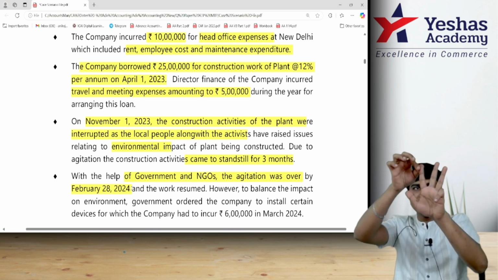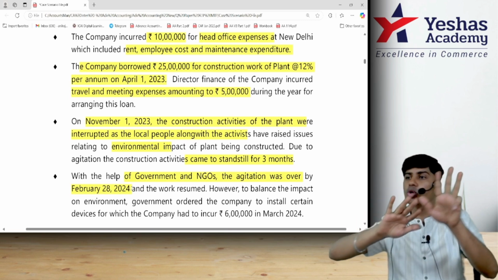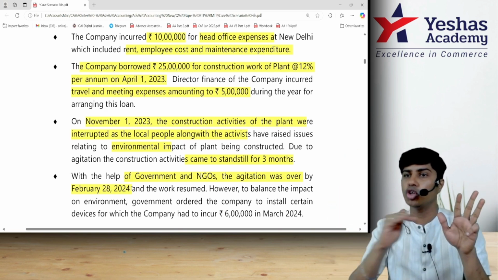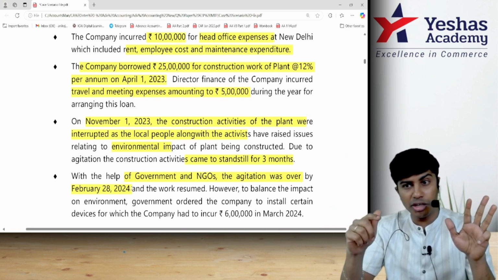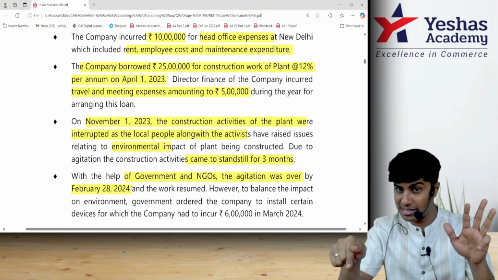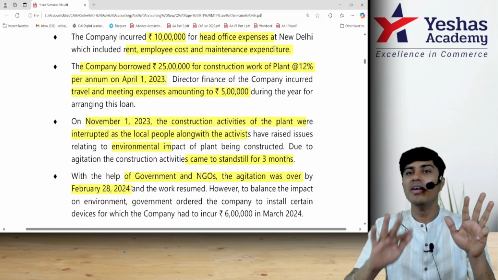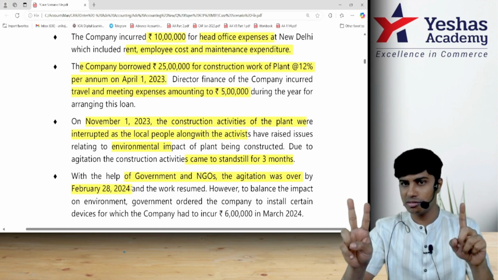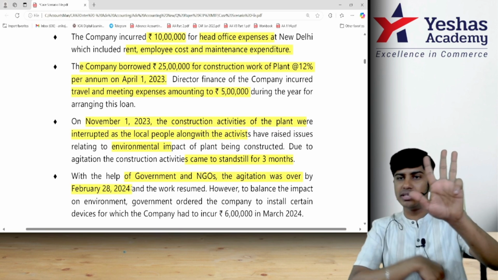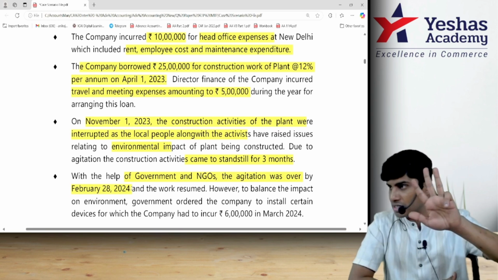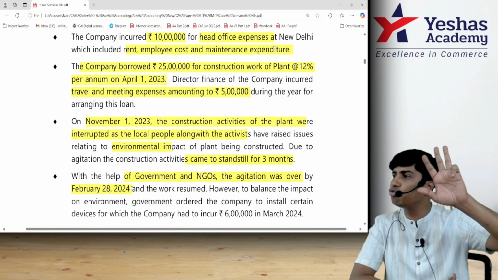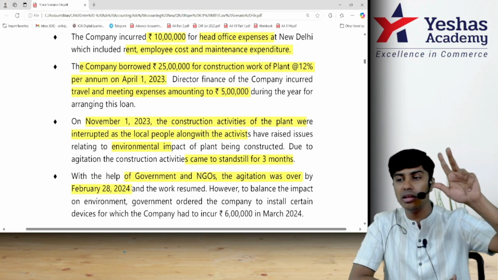So November, December, January, February, during those 4 months, plant construction was stopped. So interest, would it be paid during this period? Yes, but can it be capitalized? We'll still pay interest for 12 months. But in those 4 months, we did not do active development of the asset. So interest pertaining to these 4 months should be charged to P&L.